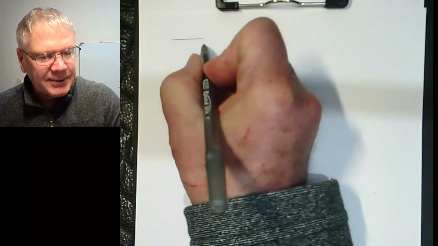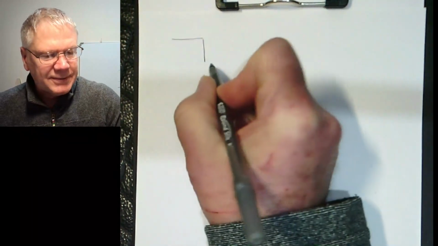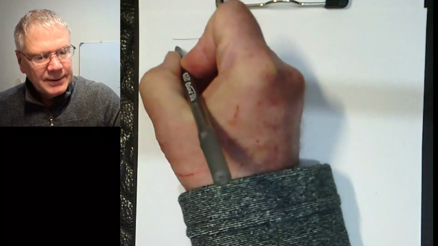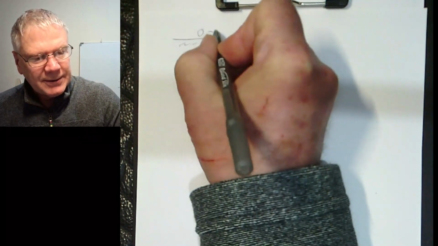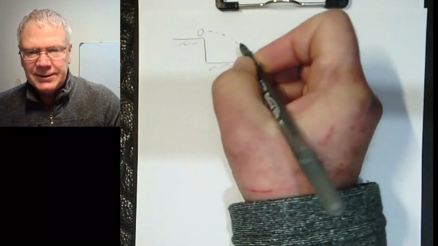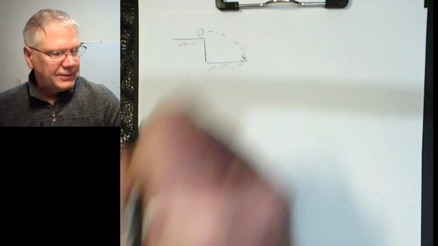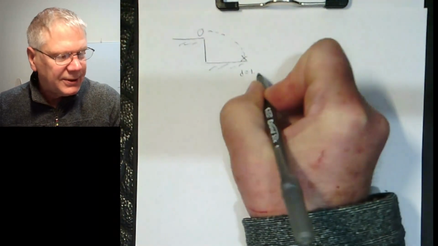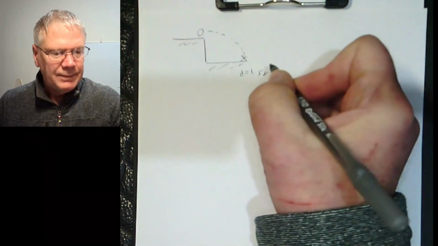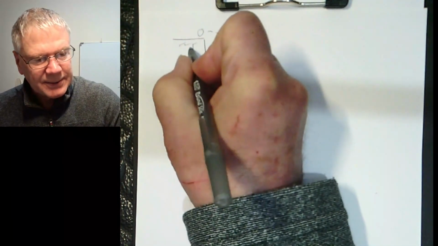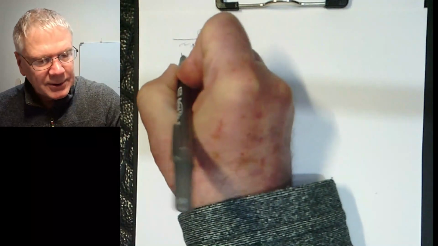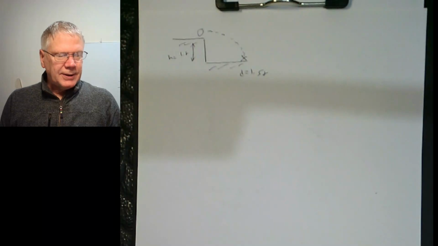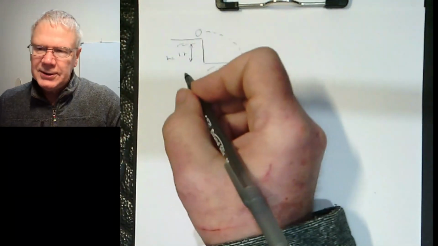So here's my table. There's a drop to the floor, and this floor is over here. And I have a ball, and it follows a trajectory like this. It hits the floor over here, and this is a distance of 1.52 meters, and the height of the table is 1.2 meters. So there's my diagram.